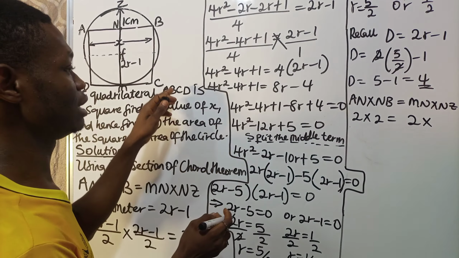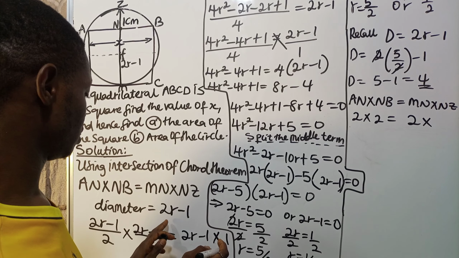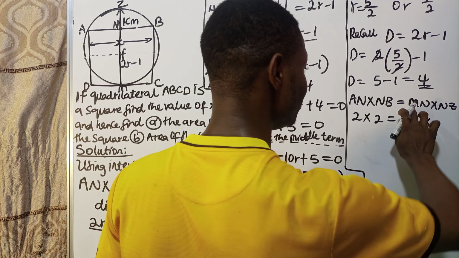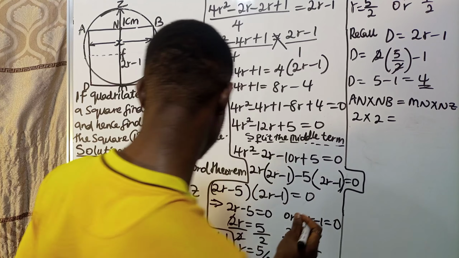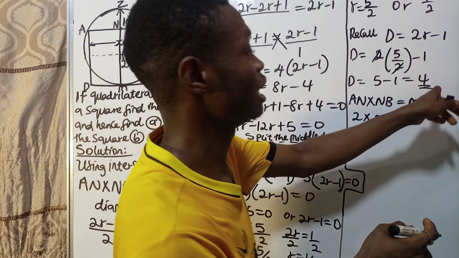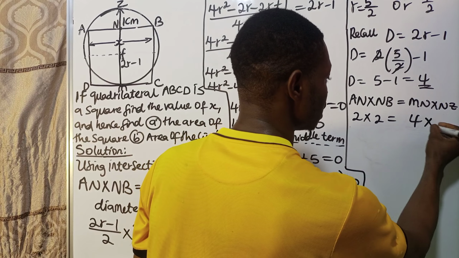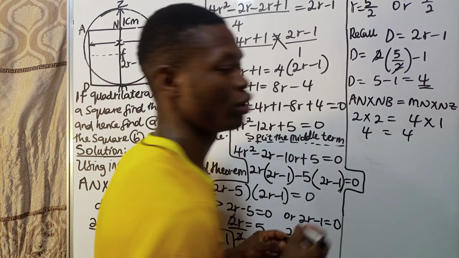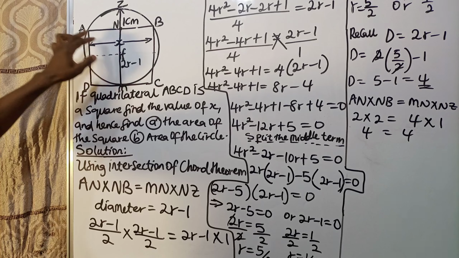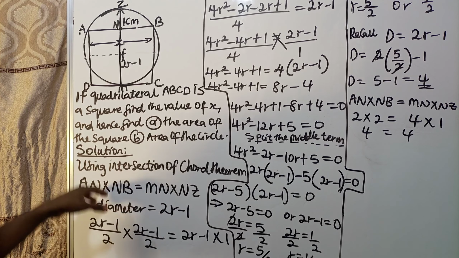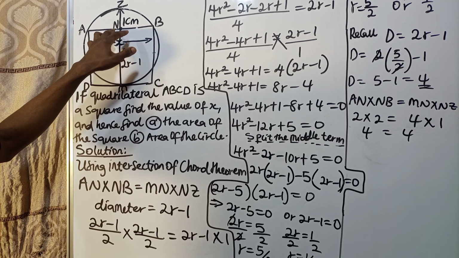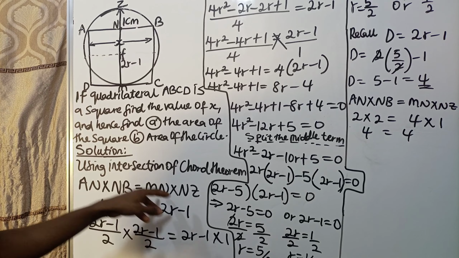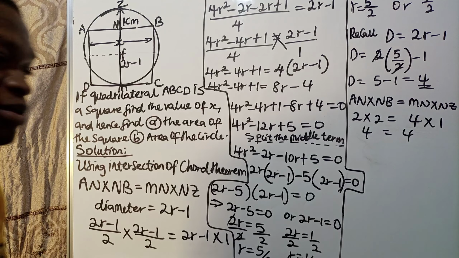Then times my NZ. NZ is what? 1, right? Okay. My MN is what? Let me take my MN. 2r minus 1, which is, okay, we have solved it and it gives me 4. Okay, 4, not 2, sorry. Times NZ, which is 1. So 2 times 2 is what? 4. 4 times 1 is what? 4. Do you see that it's very, very correct? Because intersection of chords is trying to tell us that AN times NB is equal to MN times NZ. So it's pretty much correct.